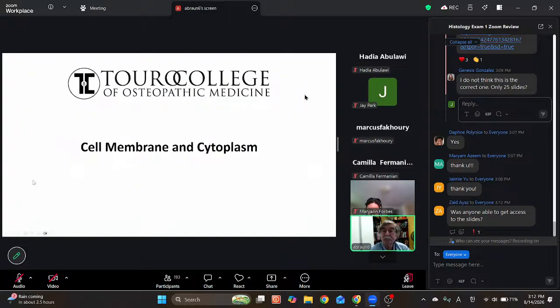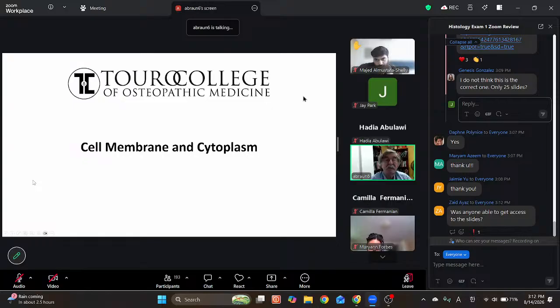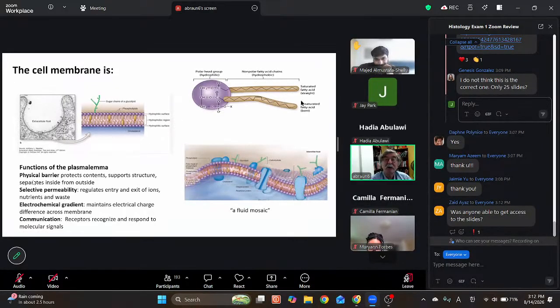Okay, let's talk about cell membrane and cytoplasm. Cell membranes are ubiquitous structures, just like cytoplasm, and basically they consist of two lipid leaflets. Here you see two leaflets, which are predominantly made of phospholipids. Here you see a layer of phospholipids on one side, and here you see a layer of phospholipids on the other side. This side faces the extracellular environment. This side faces the cytoplasm.